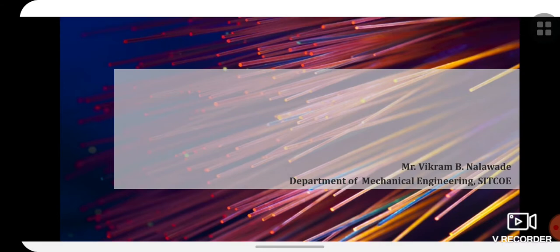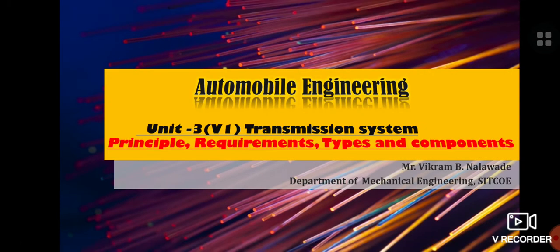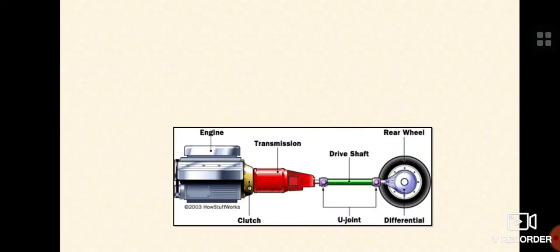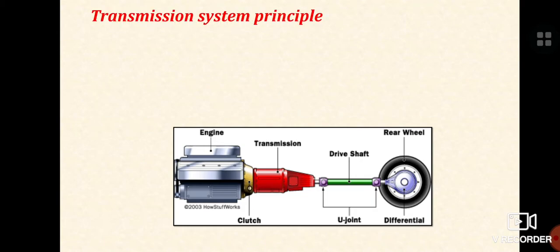In today's lecture of automobile engineering, we will focus on the transmission system, that is unit number 3, in which we will cover its principle, requirements, the types and the components of the transmission system. So let's discuss the principle of the transmission system.